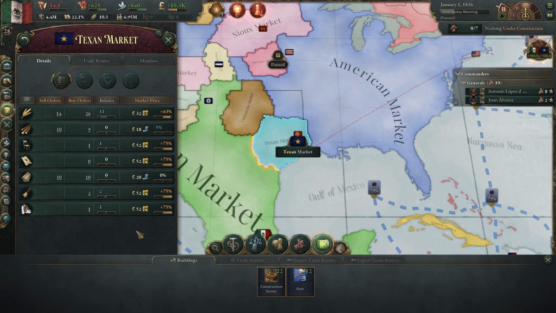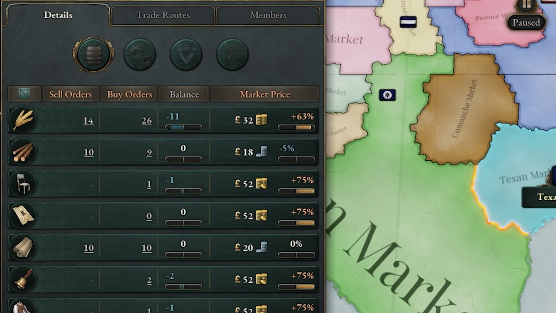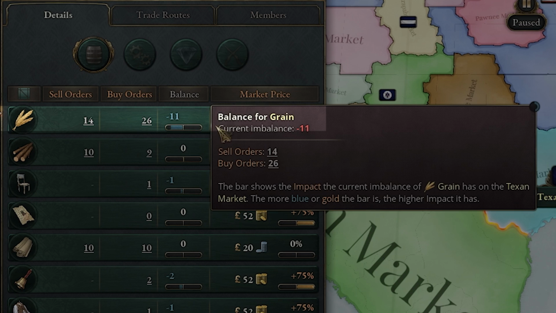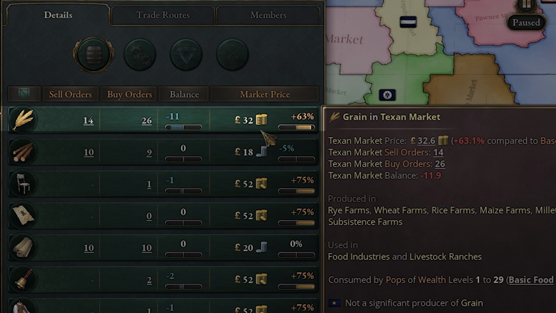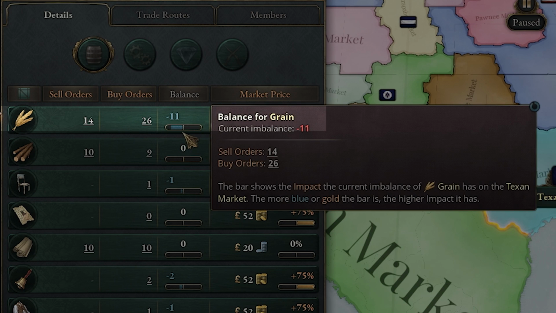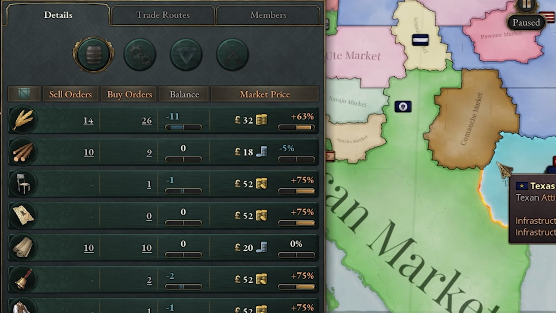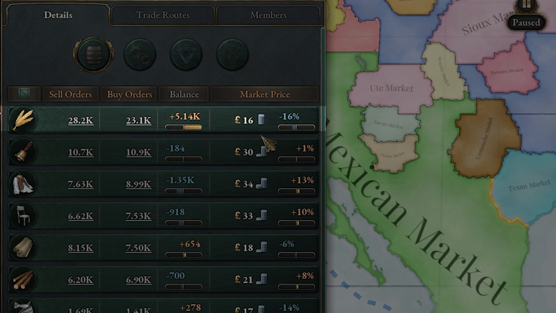When it comes to market prices, you also need to keep in mind scale. For example, the Texan market is super small. If we ended up getting 10 more grain, that would make a huge difference in price. For grain right now, it's 63% above. It would push it really close to equilibrium. If we go to the British market, however, and we only get 10 grain, you can see there'd be literally zero difference in the price.